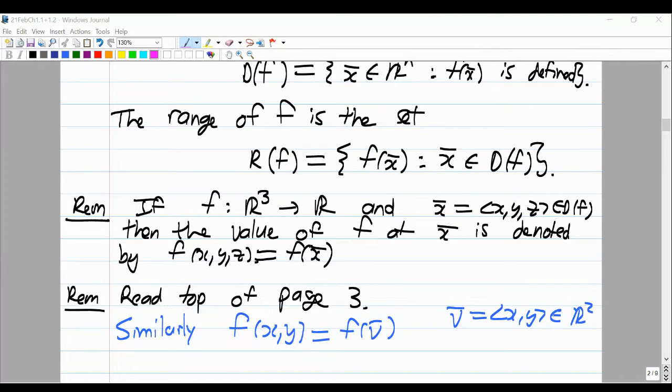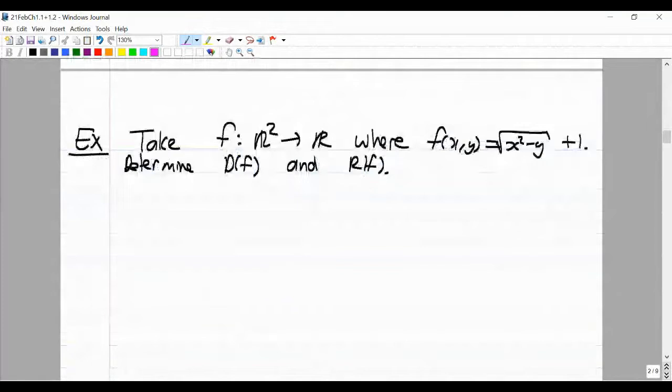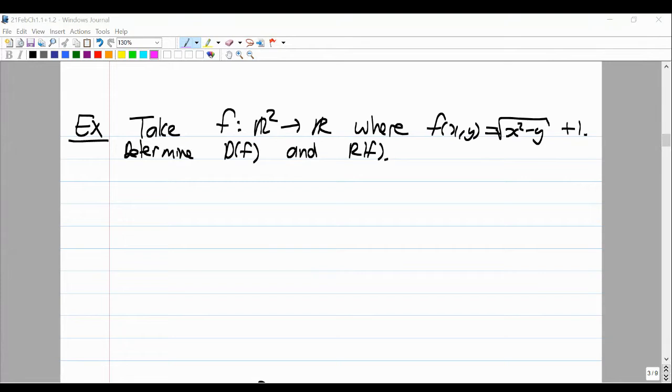Remember, I do stay after the lesson if there is something that you would like clarification upon. Alrighty, so let's see what kind of questions you can expect in semester test one. Here is a function from R cubed to R, where the function is defined by this formula. We want to know the domain and the range.